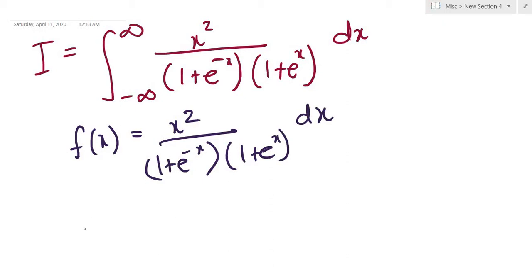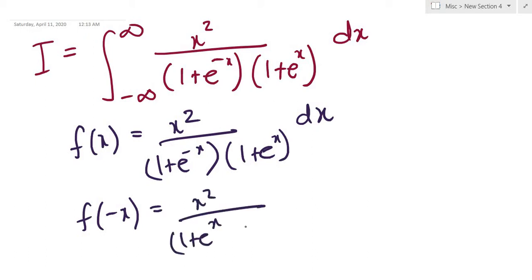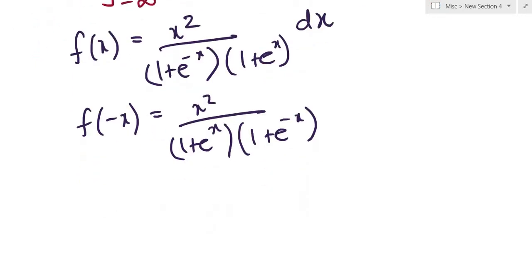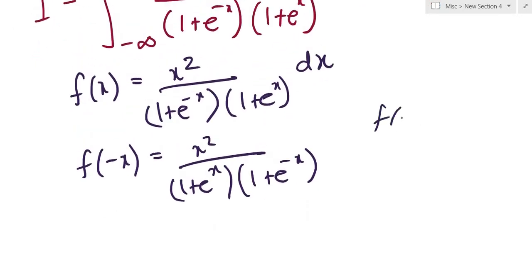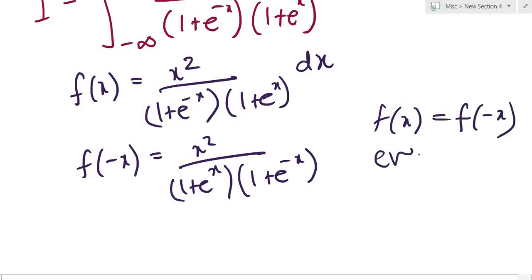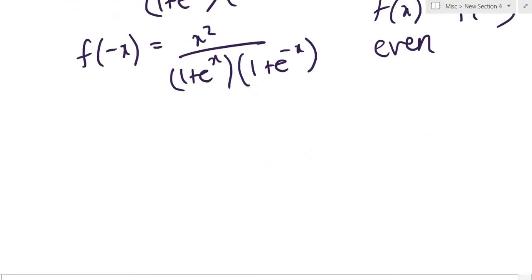And let's plug in negative x instead of x now. Negative x squared is x squared again, 1 plus e to the x times 1 plus e to the minus x. So f of x is equal to f of negative x, right? So the function is even.